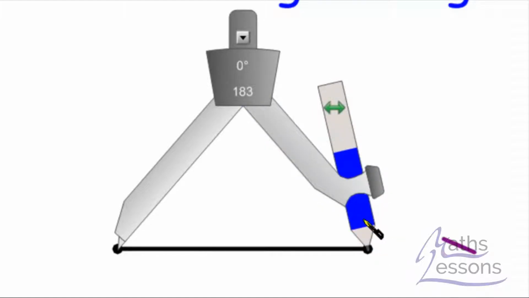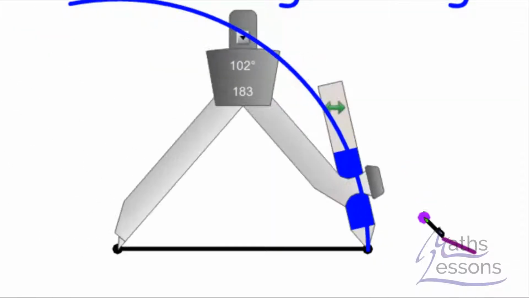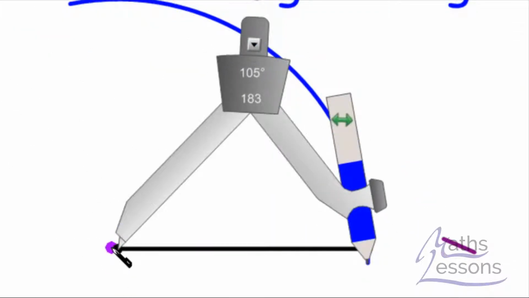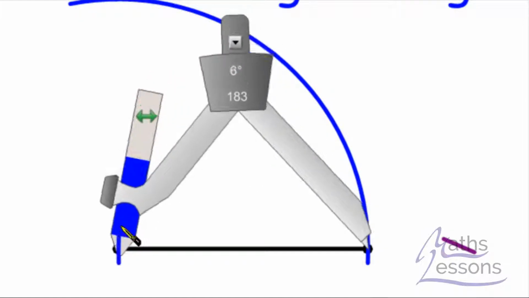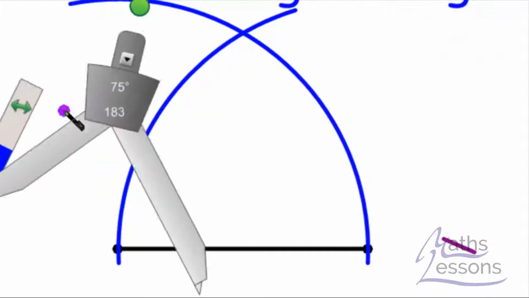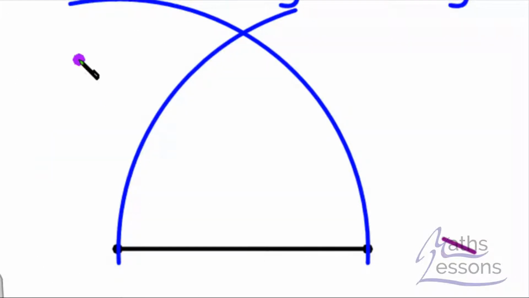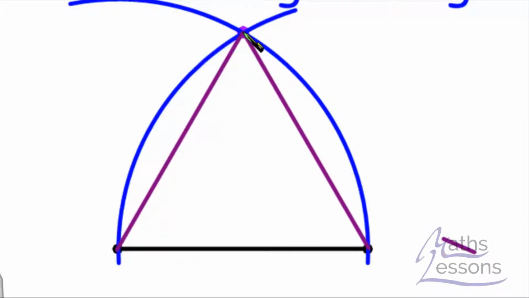Now if I draw this arc here, that whole arc is going to be the same distance from this point. I'm just going to flip the compass around, move it over here, and do the same from that point. And then I get all the points the same distance from these two points. Drawing a straight line there, drawing another straight line here, and we have our equilateral triangle. So we can see here this angle is now 60 degrees, from here to here.